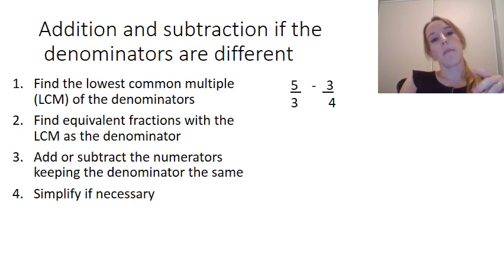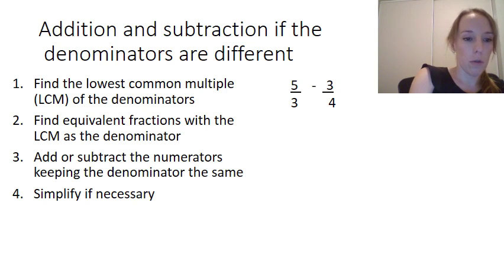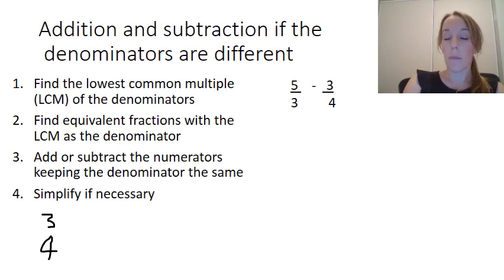However, the denominators aren't always the same. So we've got a number of steps that we'll have to carry out if our denominators are different. Step 1 is to find the lowest common multiple of the denominators. Our denominators here are 3 and 4. We have to find the lowest common multiple.